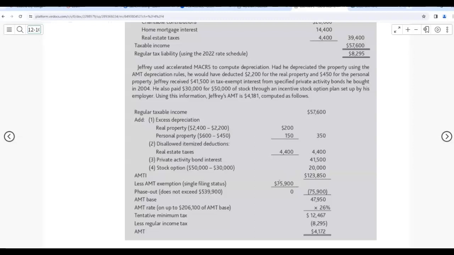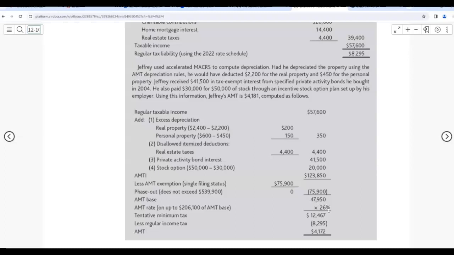But as a single person, the IRS gives him a very nice gift of an AMT exemption of $75,900. Also, there is no phase-out because he's not making millions of dollars. So the whole 75,900 gets applied here. So 123 minus 75, the AMT base finally ends up being 47,950.